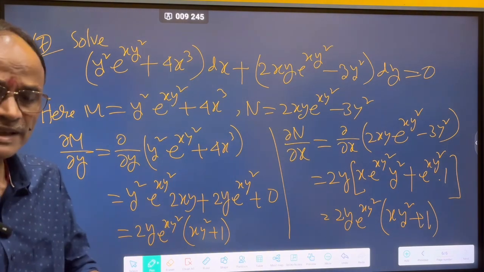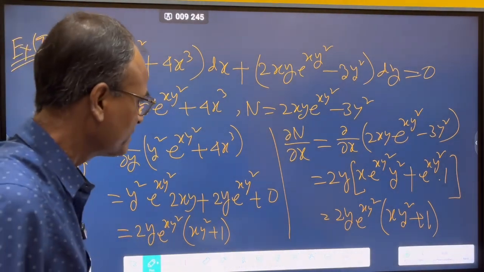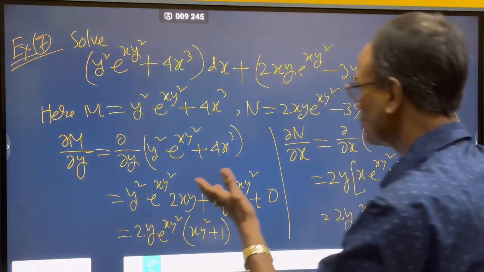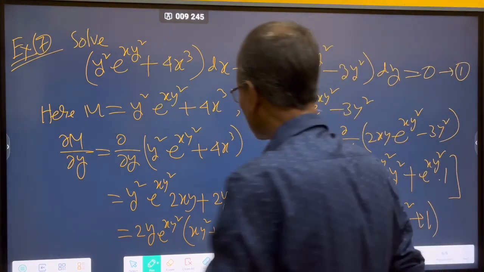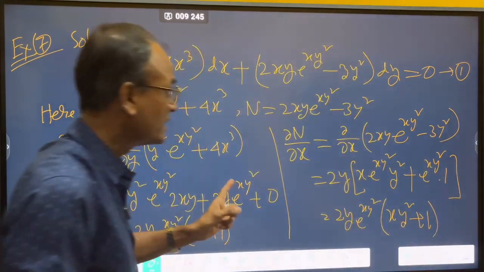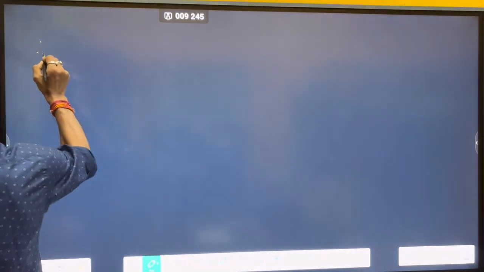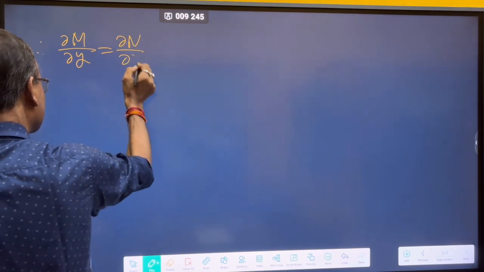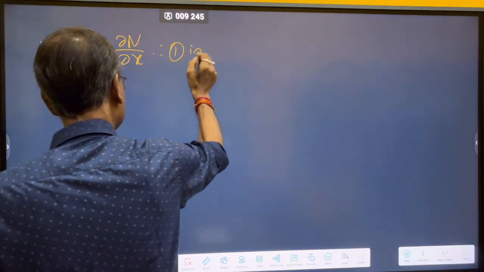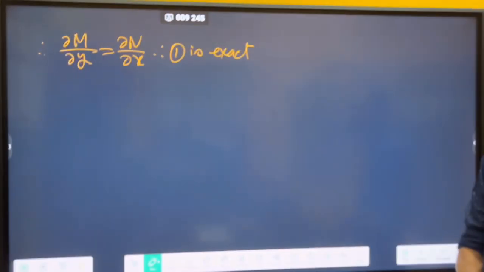Therefore ∂M/∂y equal to ∂N/∂x. Suppose this is 1. Therefore 1 is exact. It is an exact differential equation.